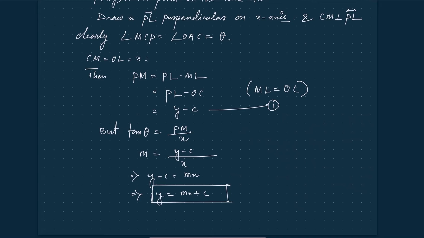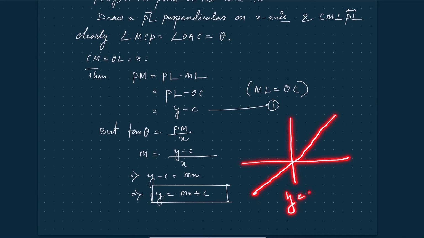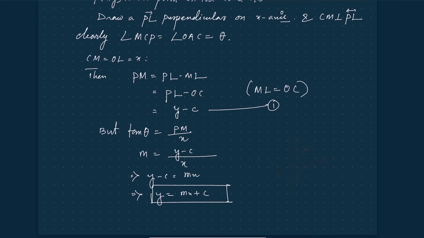Okay, another case: if the straight line passes through the origin, then there is no intercept, no x-intercept and no y-intercept, so y will be equal to mx. Only this angle of inclination is needed, so you need to find tan of theta. So the final answer is y = mx. Okay, this is the equation of the straight line which is passing through the origin. I hope you have understood this one.